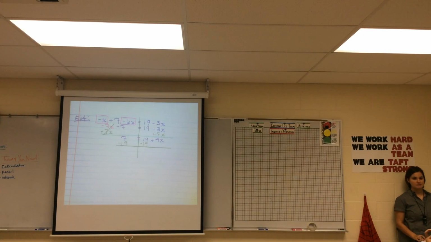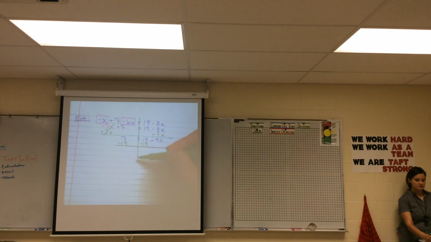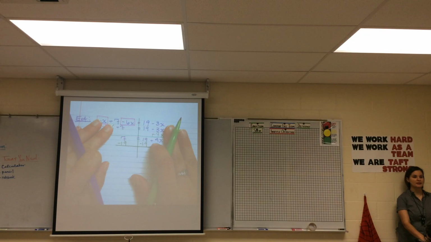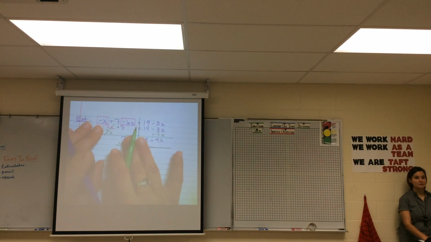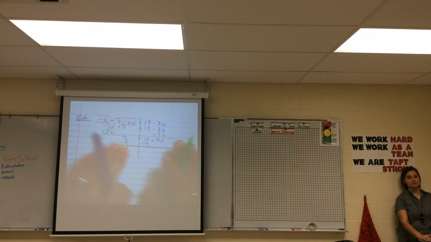Have I lost anyone? No? A little bit? I added negative x plus negative 6x. But see how we drew the line? Like terms are only on the same side of the equal sign. It's a very good point, I'm so glad you brought that up. So when we combine like terms, your variables have to be on the same side of the equal sign.